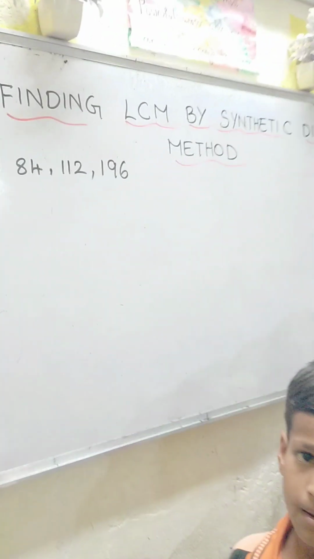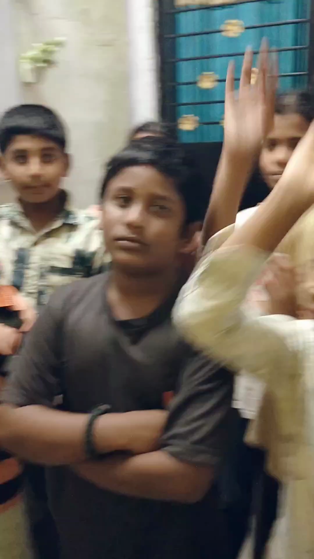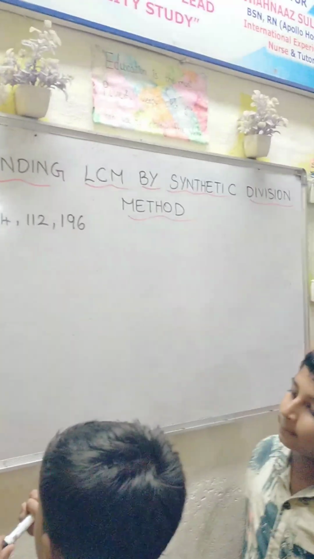Okay, then what are the two methods of finding LCM? Prime factorization method and synthetic division method. So now you have to find the LCM of these three numbers using synthetic division method. Who will do it? Anshuman will do. Okay, do it, Anshuman.